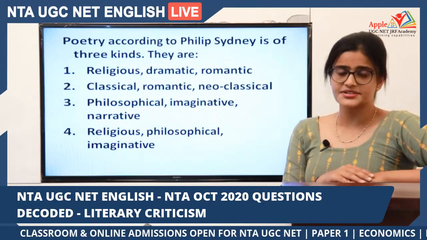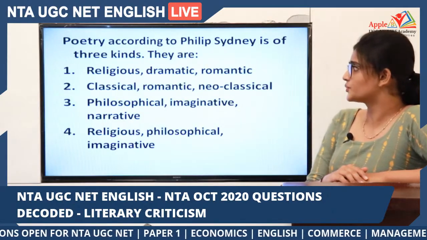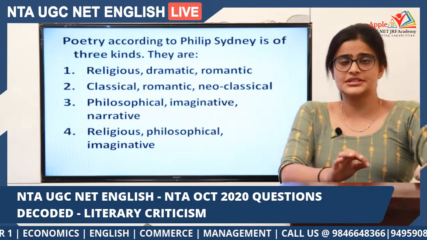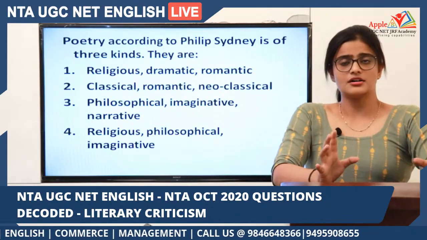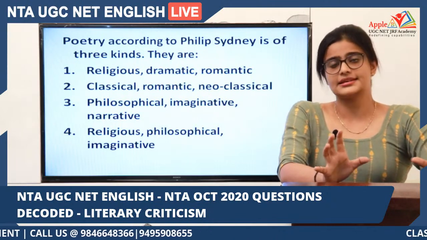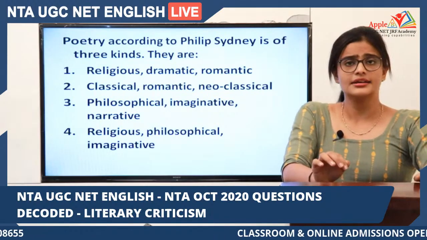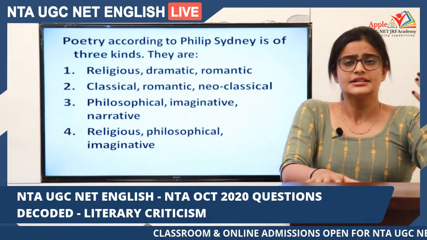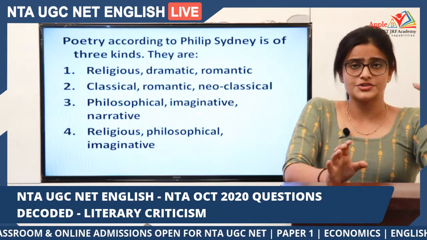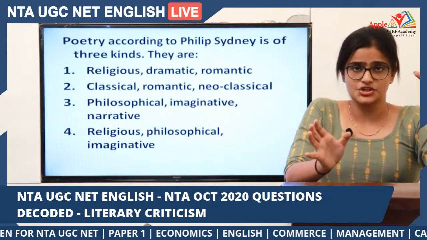Now coming to the next question: poetry according to Philip Sidney is of 3 kinds. This question is about Philip Sidney. He belongs to the middle-aged critics, where he stands alone as a literary critic in the Elizabethan age. This question is regarding the work written by Philip Sidney, in which he has divided poetry, and we have to identify the correct classification of poetry.